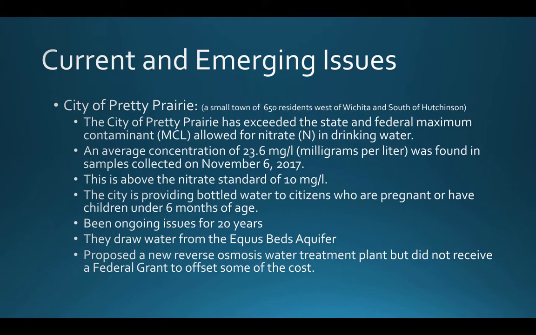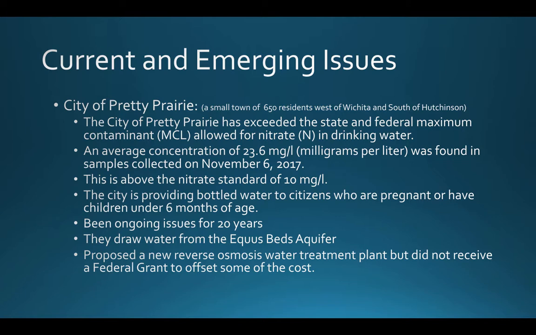So another current and emerging issue that we have in Kansas is the city of Pretty Prairie. It's a small town of about 650 residents west of Wichita and south of Hutchinson. The city of Pretty Prairie has exceeded the state and federal maximum contamination limit, or MCL, allowed for nitrates in drinking water. Not only have they exceeded it, but they have over doubled the amount of nitrates in the drinking water, and this has been an ongoing problem for over 20 years. The city now says that they will provide bottled water for citizens who are pregnant or have children under 6 months of age, and they have continued to do so.